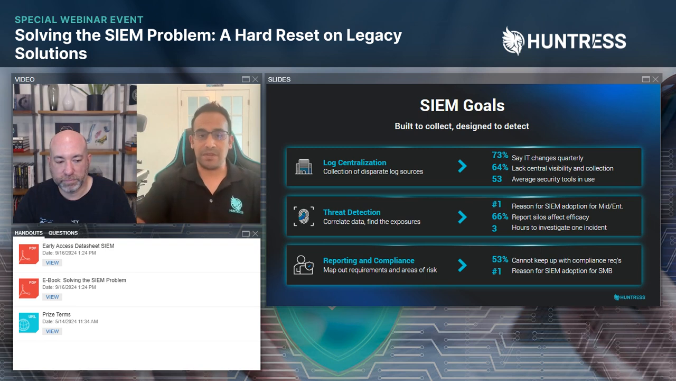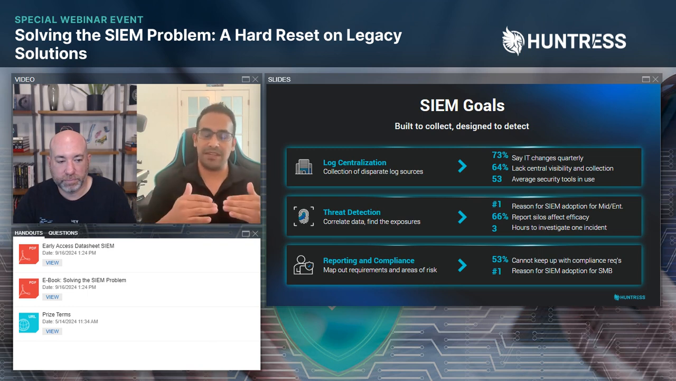Obviously, with SIEM, there are really three components that come into play as far as what SIEM is supposed to do. The first one is log centralization, which is collecting that data and bringing it in. That's typically not good enough. I can collect all the data and put it into one location, but after that, I need to actually do something with the data itself.